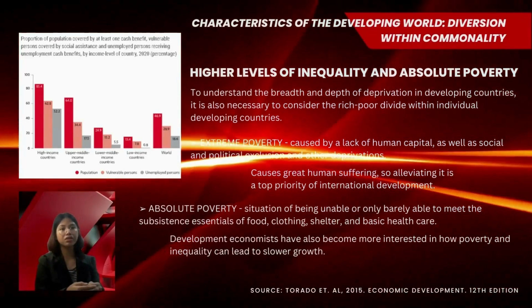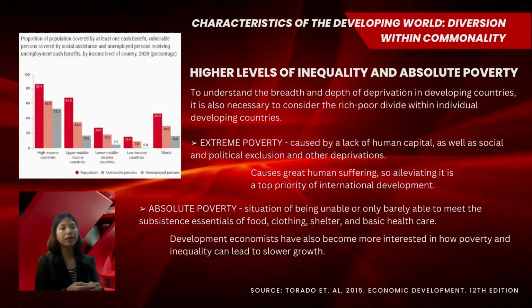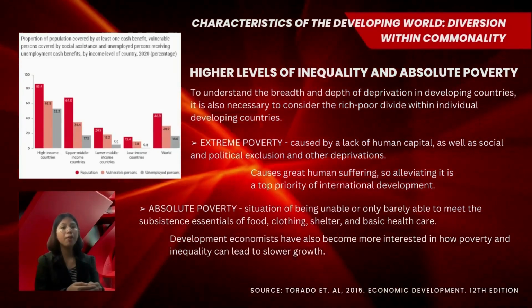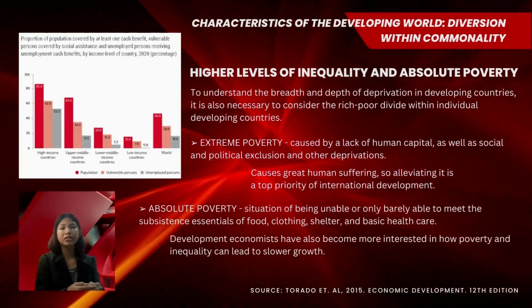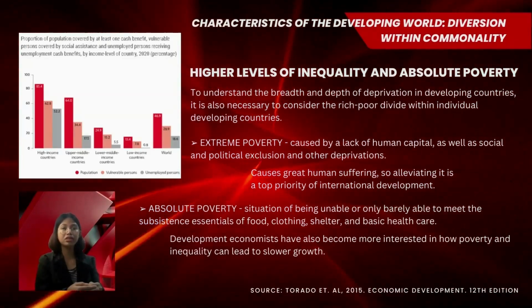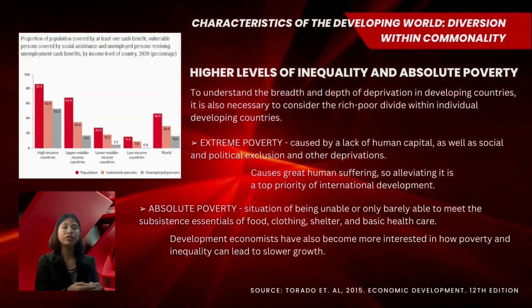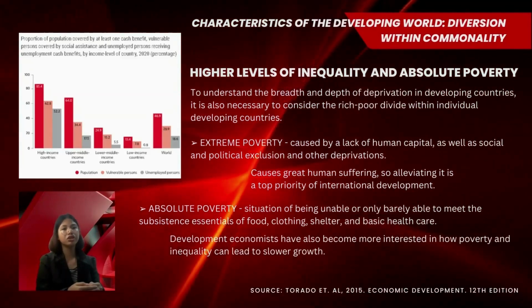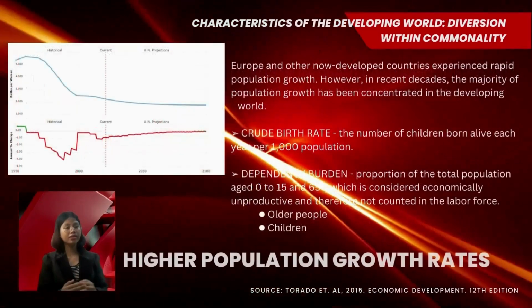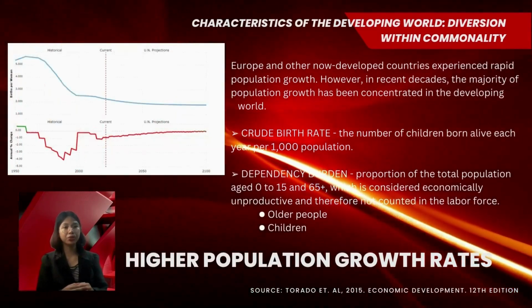This chart shows the proportion of population covered by at least one cash benefit, vulnerable persons covered by social assistance, and unemployed persons receiving unemployment cash benefits by income level of country during 2020. Next characteristic is higher population growth rates.